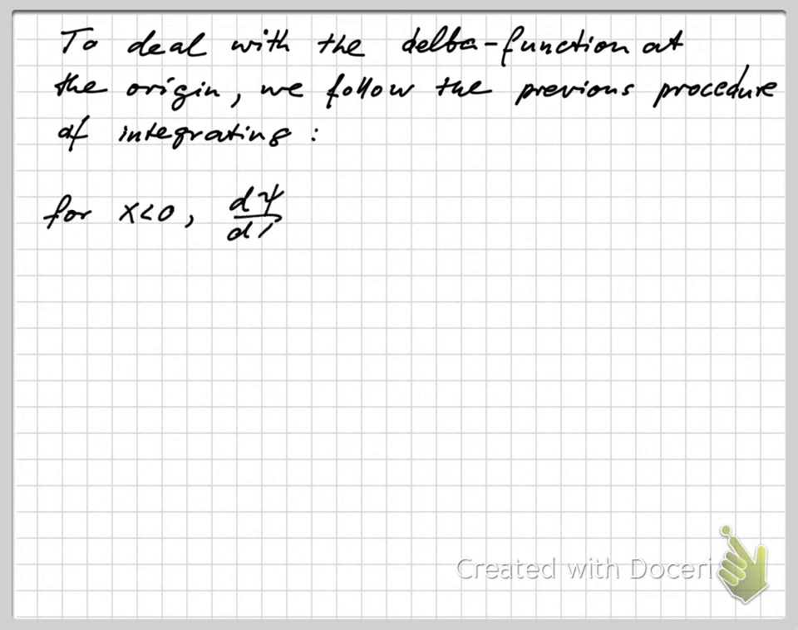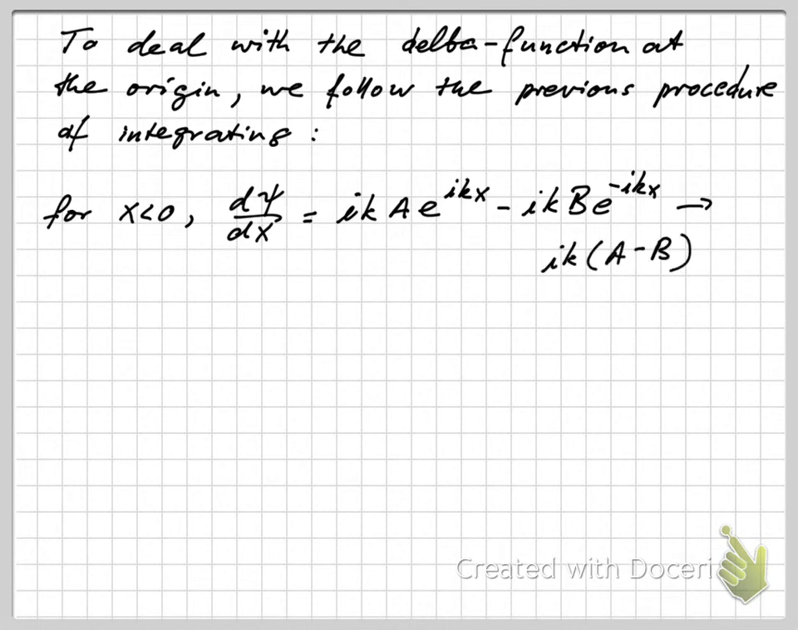Without having to reproduce everything now, you remember that we're dealing with the first derivative of the wave function, evaluated just to the left of the origin and just to the right of the origin, at minus epsilon and at epsilon. So let's take a first derivative here, and we get ikA e to the ikx minus ikB e to the minus ikx. And when we let x go to 0 from the left, we're left with ik times (A minus B).